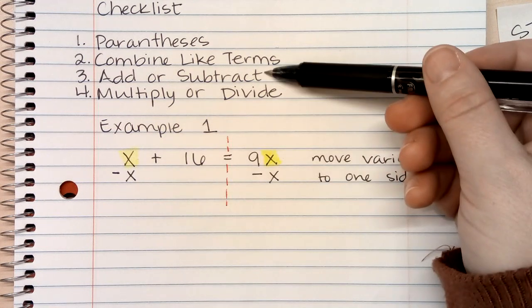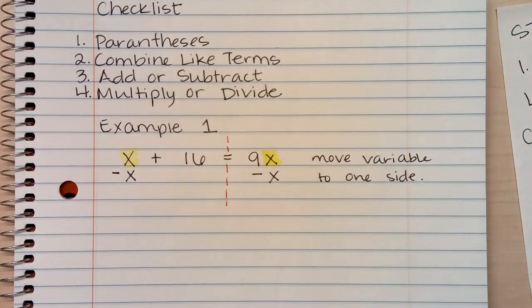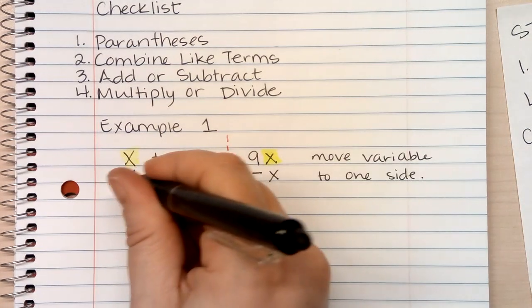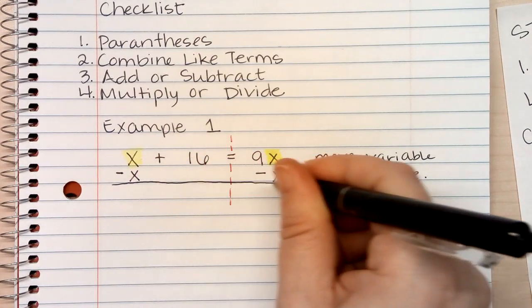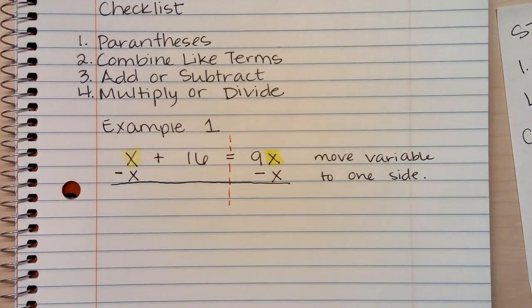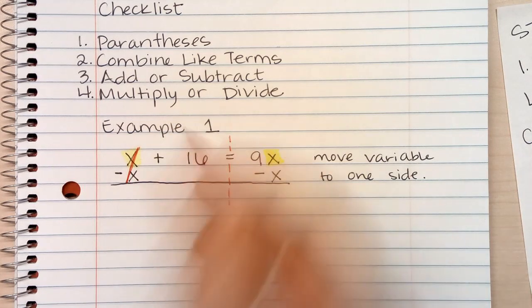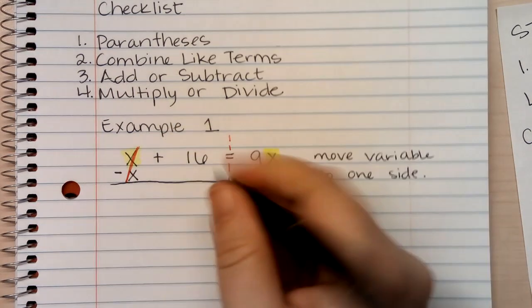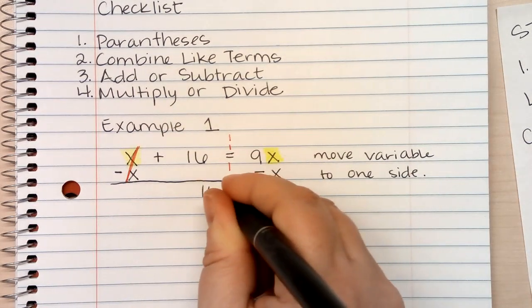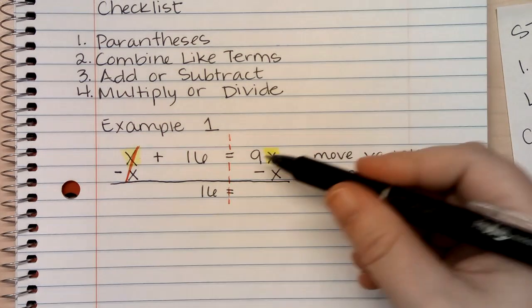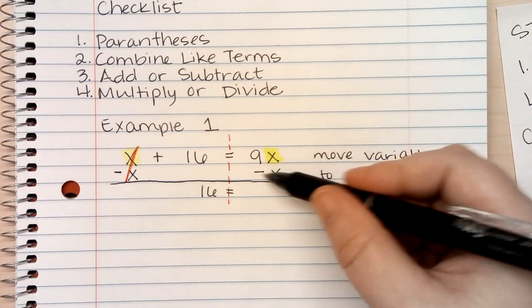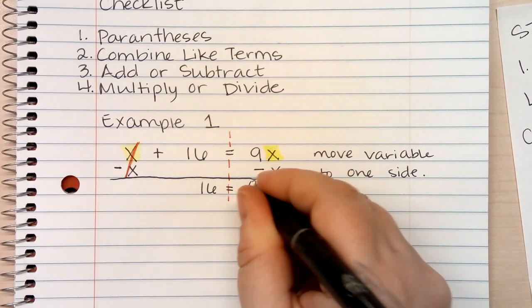Okay, that was step 3 up here on our checklist, to add or subtract. So we use subtraction. All right, and whatever you do to one side, you must do to the other. So what that does is it cancels out right here. And I'm going to bring down my 16 equals. And if I have 9x minus 1x, that leaves me with 8x.